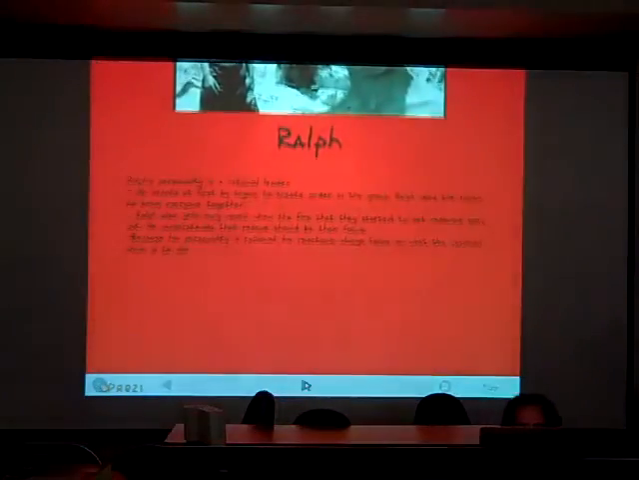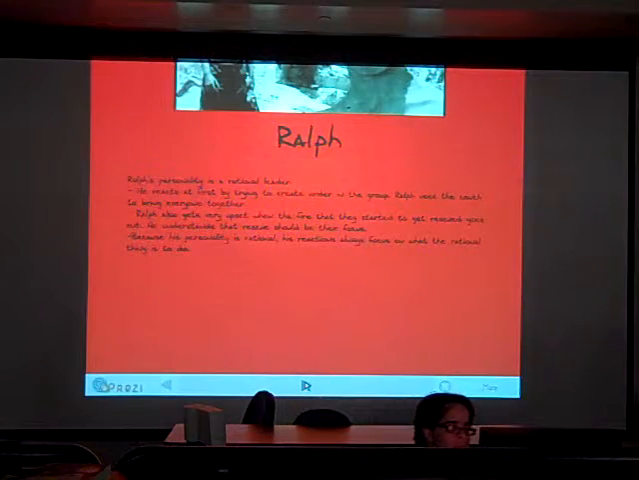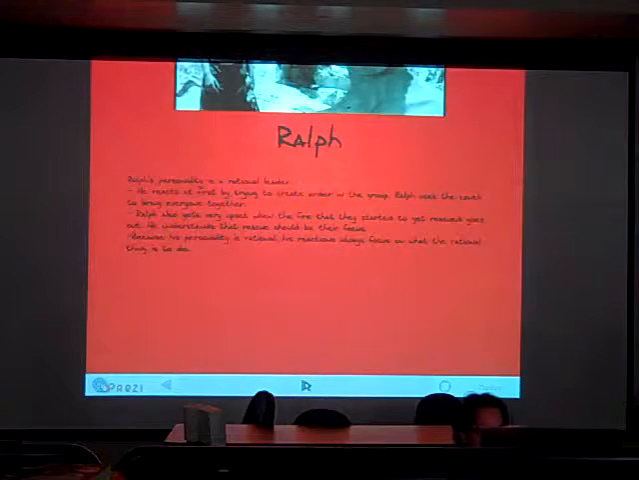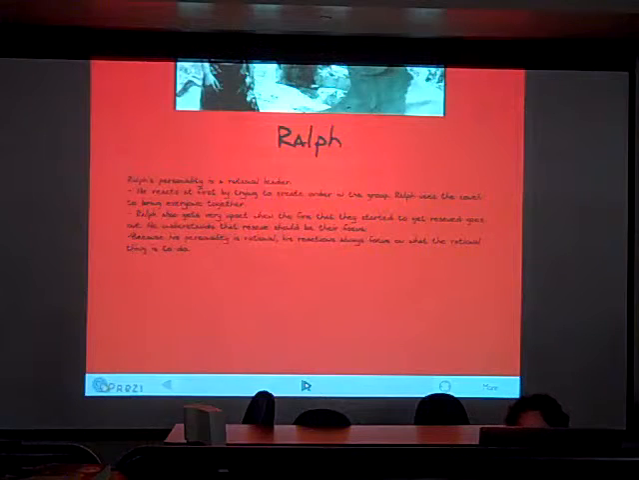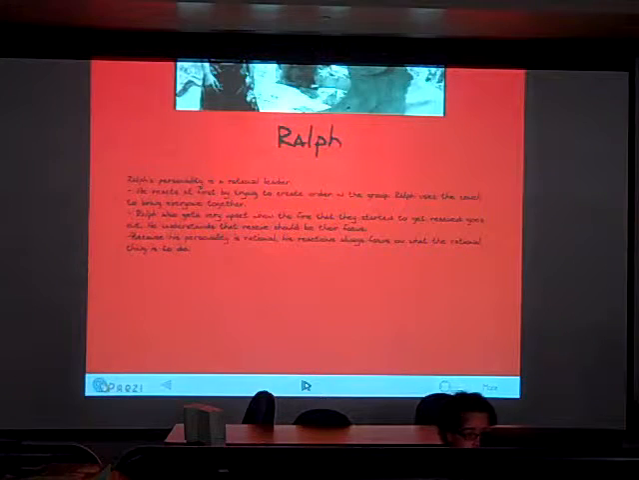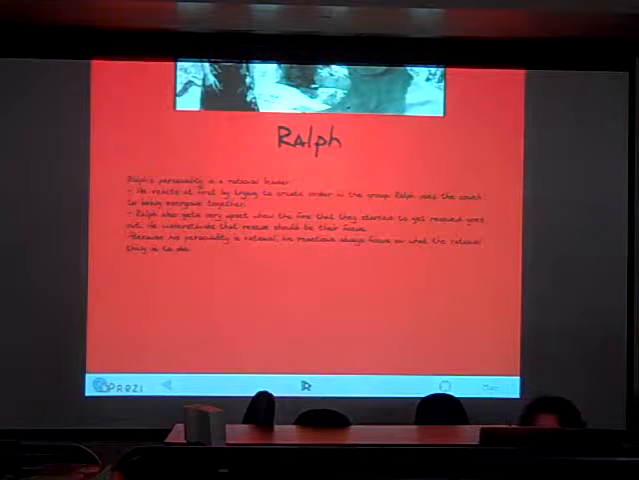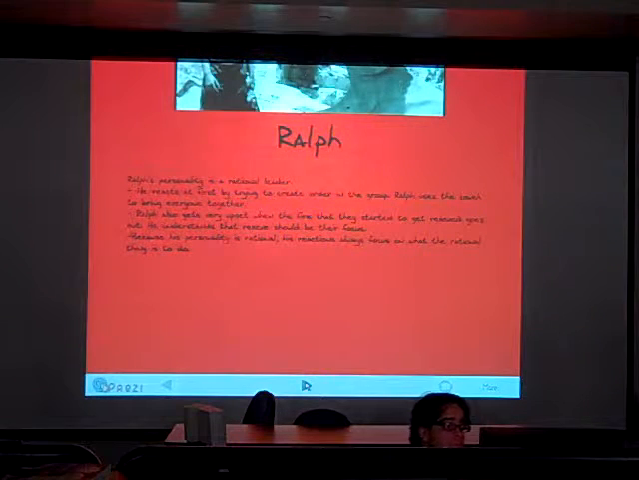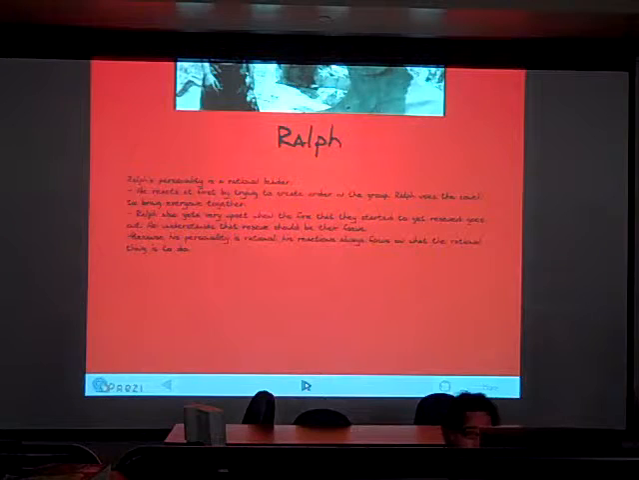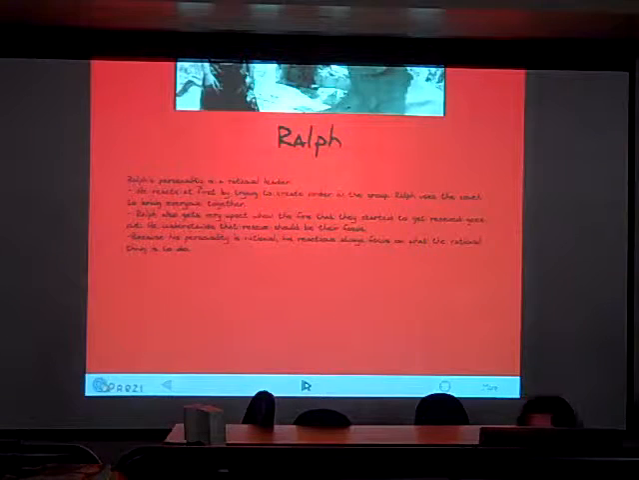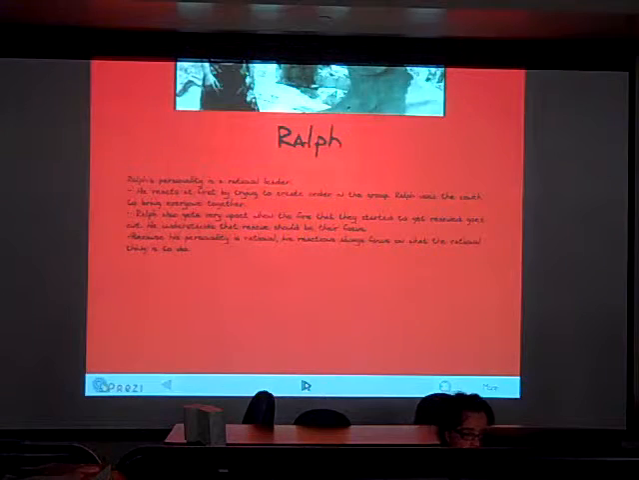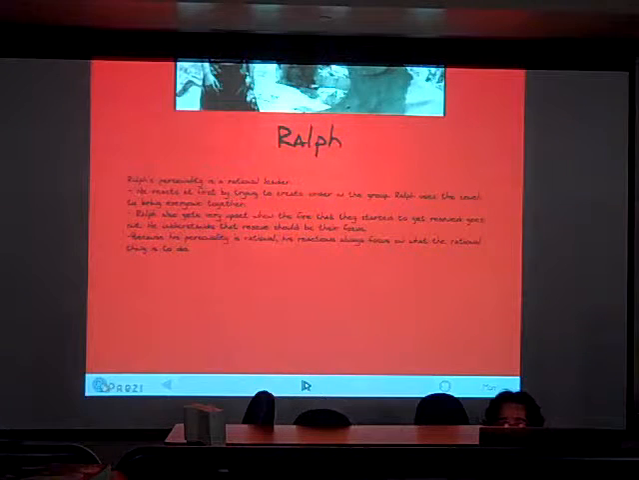Picture of Ralph. Ralph's personality is more of the rational leader. As soon as they get to the island, he finds the conch and he brings them all together, and he thinks of what's the rational thing to do. We have to set up a system. And he also gets the fire set up so that they can get rescued. Because his personality is rational, his reactions always seem to focus on what the rational thing is to do.